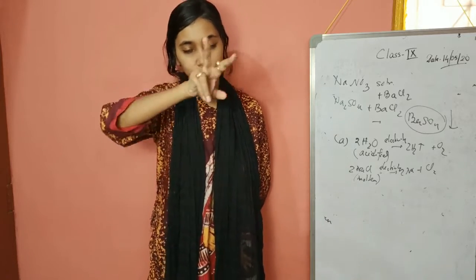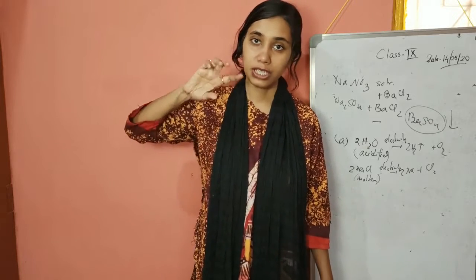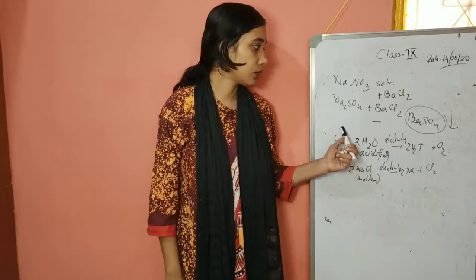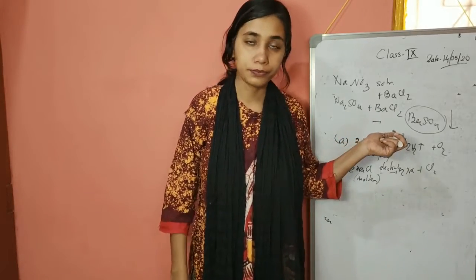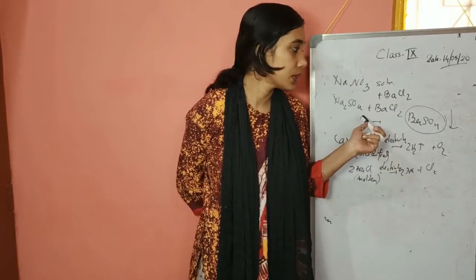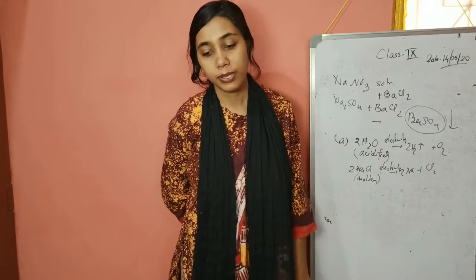So in every case 2 things have to be correct. For the previous one you have to mention heating and the difference in observation. Both observations have to be correct, and here also barium chloride solution. You must add the word solution because solid we don't use, and here no observation, and here white precipitate. So that's about chapter 2.